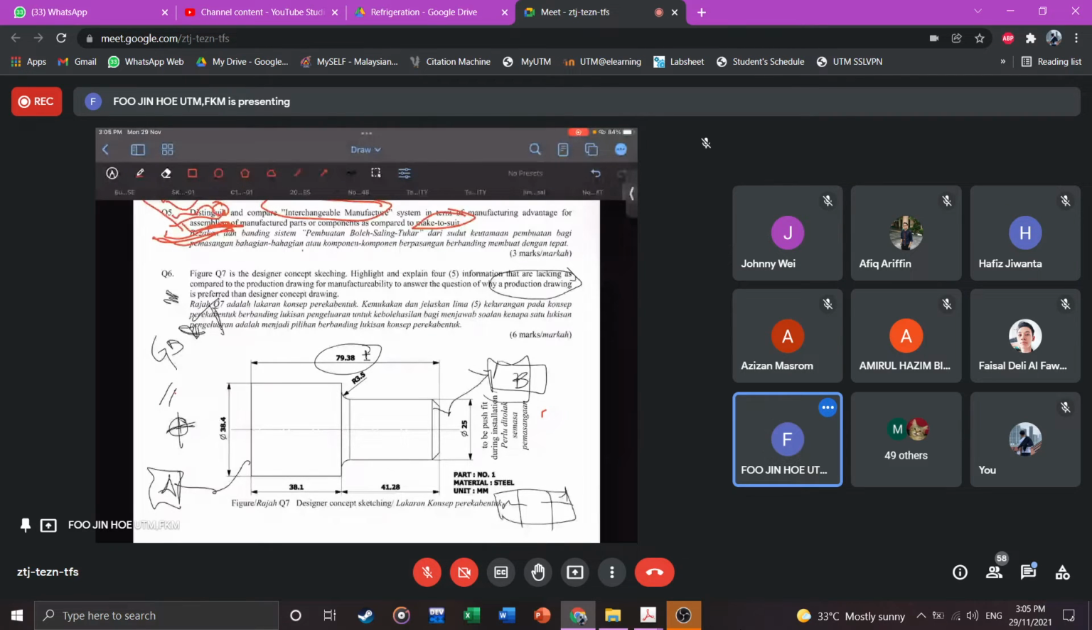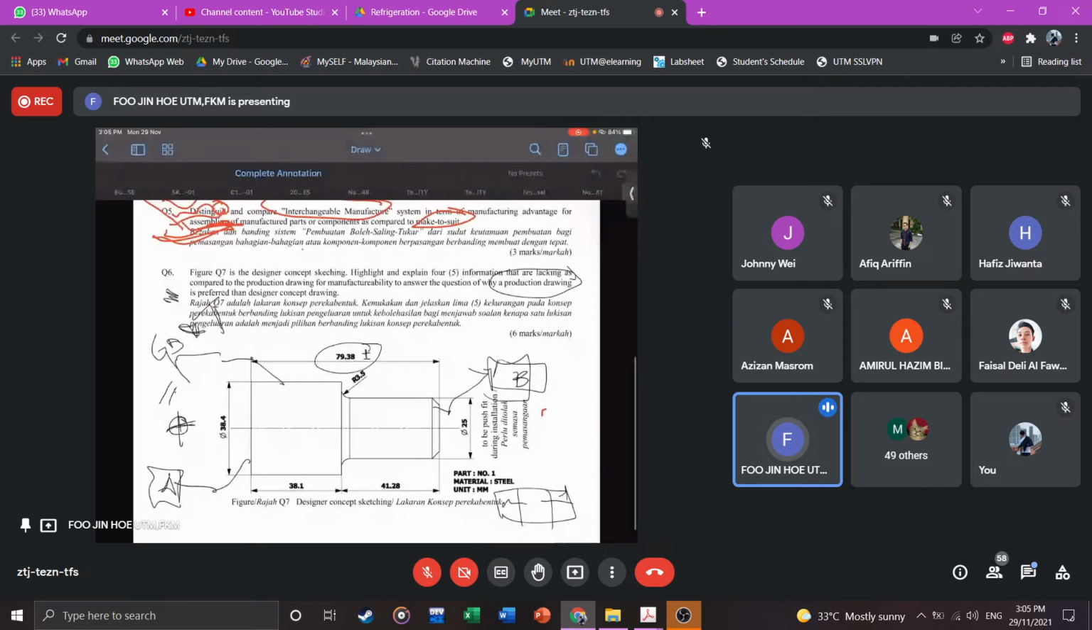Like for example, what is this? Maybe they'll ask you, in the drawings, to highlight the perpendicularity of, let's say, 0.5 micrometer. So you have to draw the perpendicularity symbol, 0.5 at, let's say, plane A. So this is plane A. Basically that is one of the ways it's asked. Make sure that you are familiar with these symbols.